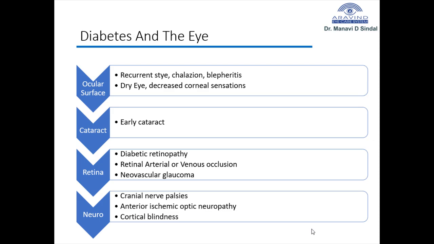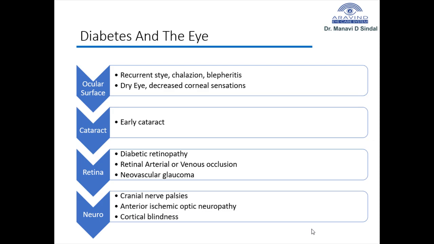In the retina, we are going to address the most important complication, that is diabetic retinopathy. But along with it, diabetes is also contributory to retinal arterial and venous occlusions. And as a secondary complication to them, you can have what is called neovascular glaucoma, that is formation of new blood vessels in the anterior chamber of the eye, which leads to an increase in the pressure in the eye. The neurological manifestations in relation to the eye are the cranial nerve palsies, mainly third nerve palsy, which happens with diabetes, something called anterior ischemic optic neuropathy, where the blood supply to the optic nerve head is damaged, leading to damage of the nerve fibers, and of course cortical blindness.